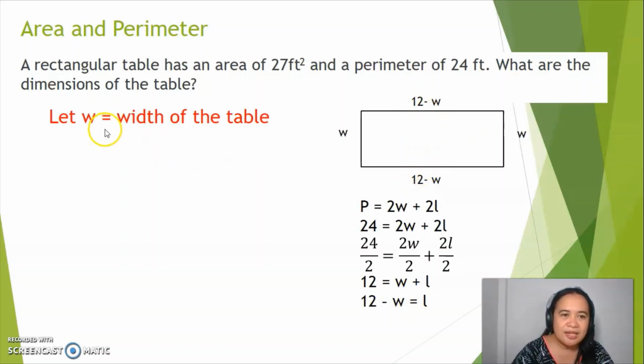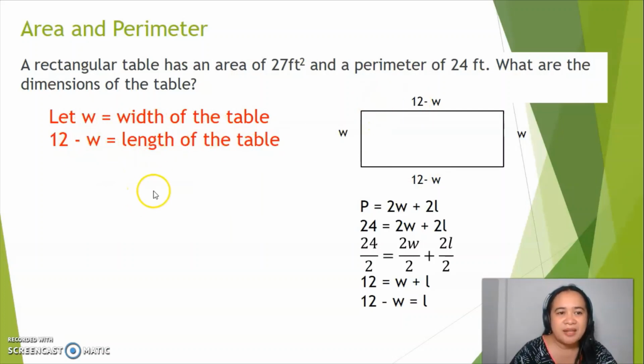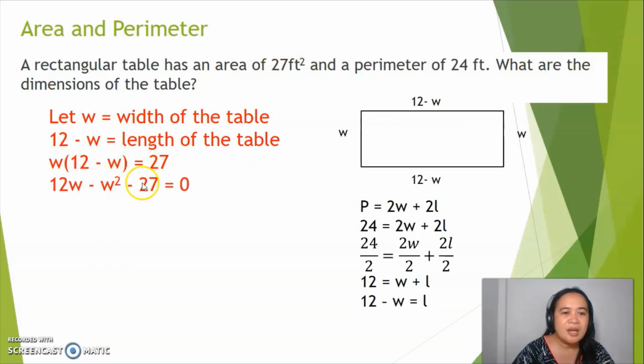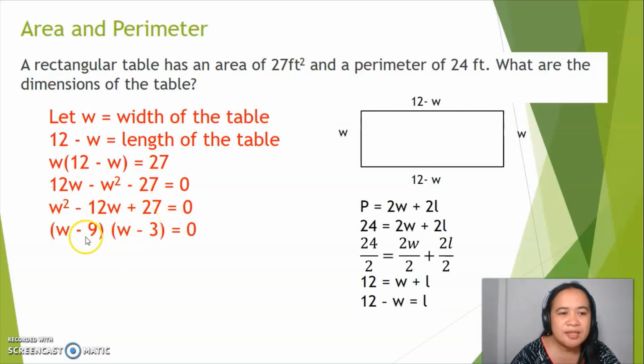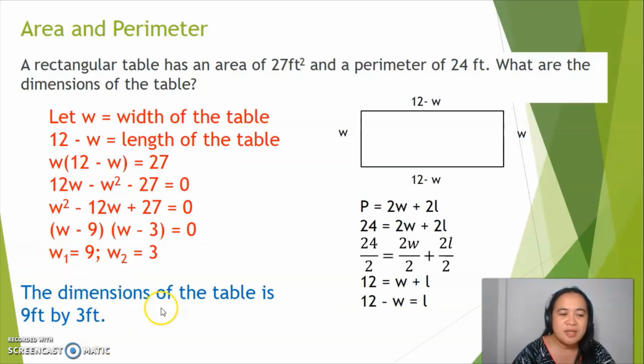Now go back to this. Let W be the width of the table, and our length would be 12 minus W. Take note, the area is 27 feet squared. So that would be width times the length. Distributing W to the terms inside, we end up with this, or W squared minus 12W plus 27 equals 0. Factors of 27 that give negative 12 would be negative 9 and negative 3. So possible values for W could be 9 or 3. Therefore, the dimensions of the table are 9 feet by 3 feet.